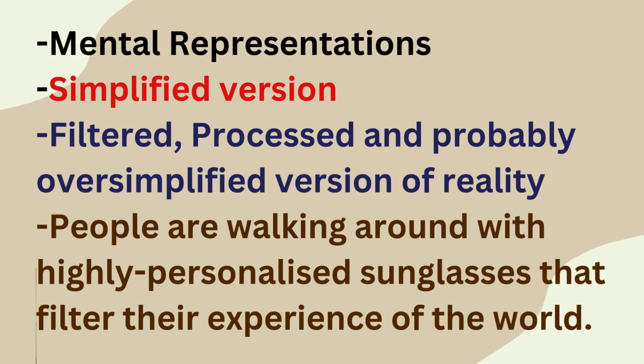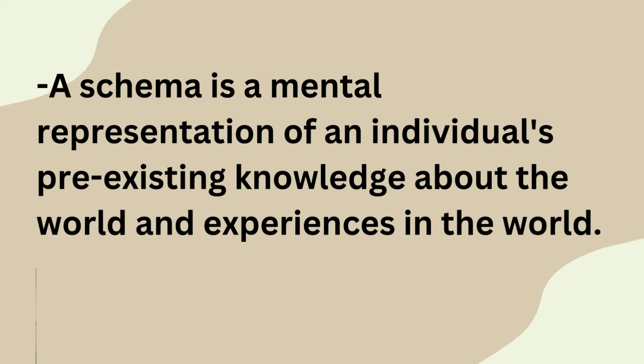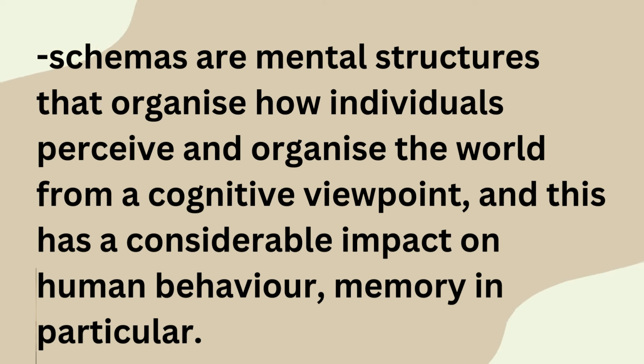We can always talk about schema. These are the mental representations. These are the simplified version. It is a filtered, processed, and probably oversimplified version of reality. People are walking around with highly personalized sunglasses that filter their experience of the world. So a schema is a mental representation of an individual's pre-existing knowledge about the world and experiences in the world. Schemas are mental structures that organize how individuals perceive and organize the world from a cognitive viewpoint. And this has a considerable impact on human behavior, memory in particular.